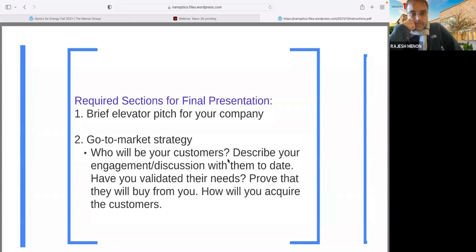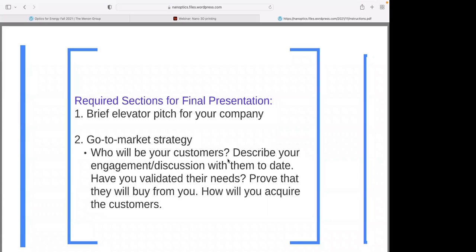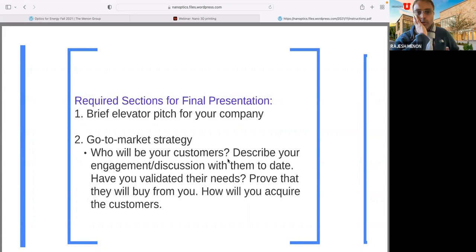So section 2 is the go-to-market strategy. My suggestion is to answer the questions that I posted here. They should come out of the canvas. So who are your customers? That means what are the customer segments? If you had some interviews with them, which you might have, then you have some voice of customer that you can include here, right? So, by the way, who are the customers?